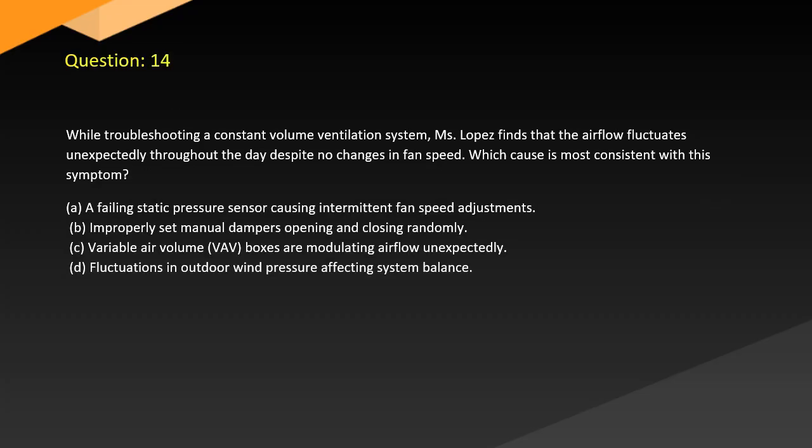Question 14. While troubleshooting a constant volume ventilation system, Lopez finds that the airflow fluctuates unexpectedly throughout the day despite no changes in fan speed. Which cause is most consistent with this symptom? A. A failing static pressure sensor causing intermittent fan speed adjustments. B. Improperly set manual dampers opening and closing randomly. C. Variable air volume (VAV) boxes are modulating airflow unexpectedly. D. Fluctuations in outdoor wind pressure affecting system balance.